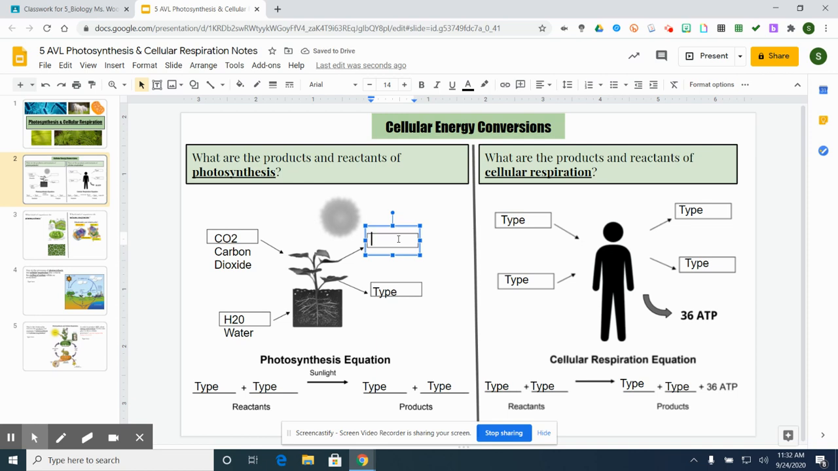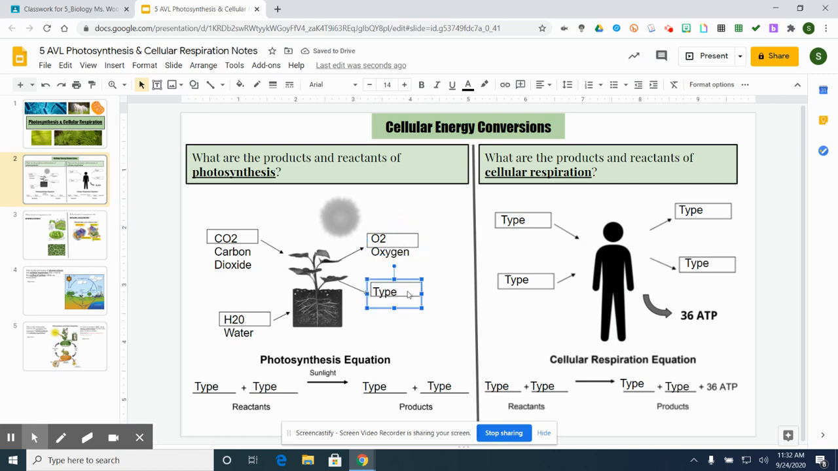products that are oxygen, so what we breathe in, and our main energy storage, glucose. So C6H12O6, this is just our molecular formula for it, but this is glucose. Okay, so our plant releases oxygen and glucose.